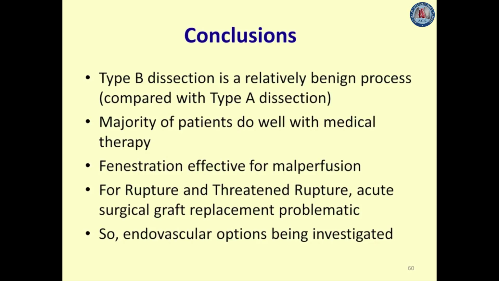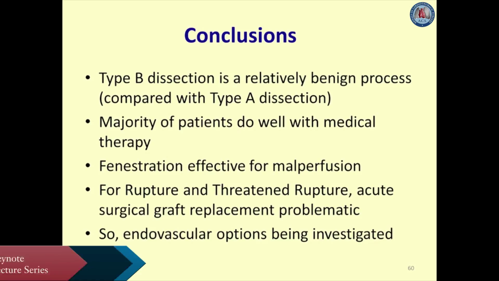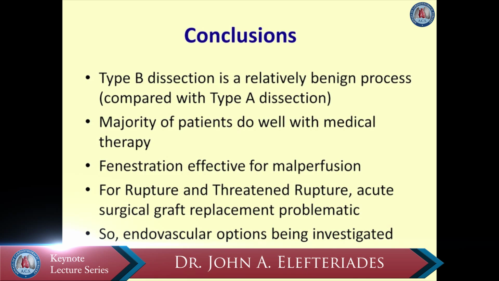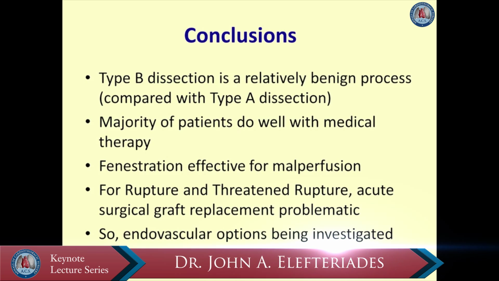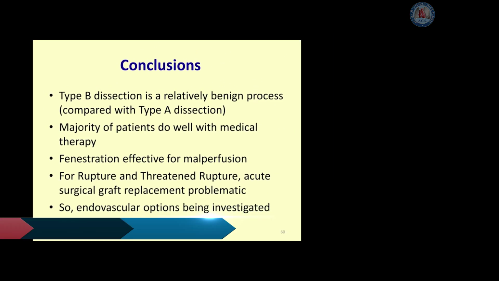For rupture and threatened rupture, acute graft replacement has to be done in some way. Surgery traditionally has not been favored, and endovascular options are currently available to us. The routine application of endovascular options to improve the long-term outlook of type B dissection patients is currently being investigated.